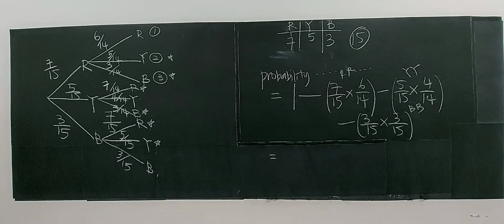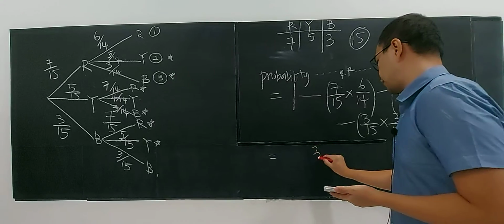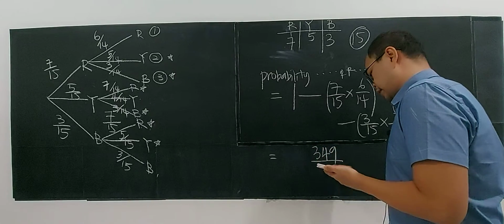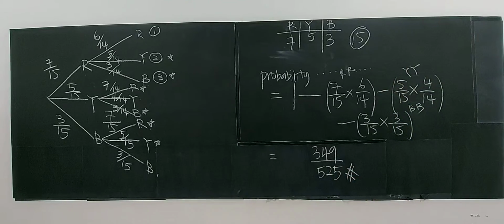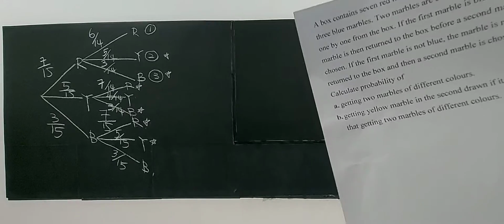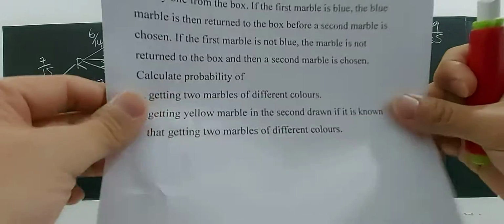You were getting 349 divided by 525, right? So this is the probability for question A, Part A. Alright, okay, let's look at the next question.